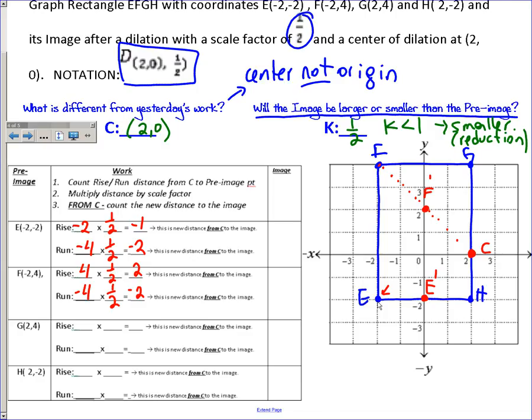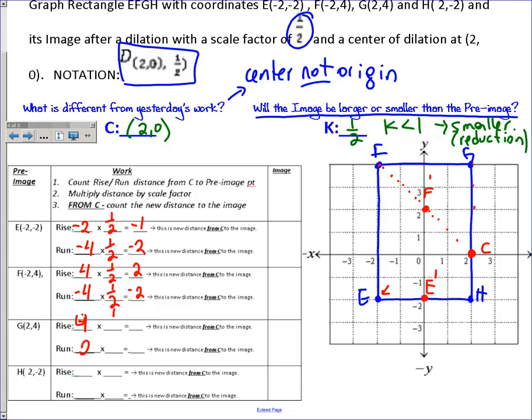G is up here. So from C, what's the rise? We're going to start with rise first and then run. So from C to G, we're counting up 1, 2, 3, 4. Positive 4 because we went up. And then the run is going to be 0 because we're not going right or left. We're staying there.